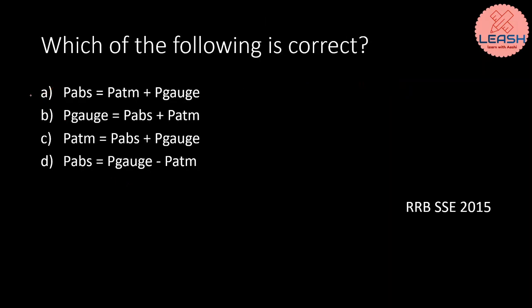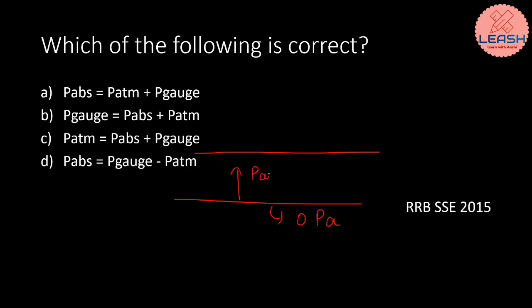Now which of the following is correct related to absolute, atmospheric and gauge pressure? So if you remember, considering zero pressure as 0 pascal as the absolute pressure, whenever we measure the pressure from 0, it is called P absolute. At any location, if we are measuring the pressure considering 0 as the reference, it is absolute. P atmosphere is the pressure of the atmosphere, which is due to the weight of the air which is present, and gauge pressure is the pressure which is above the atmospheric pressure.